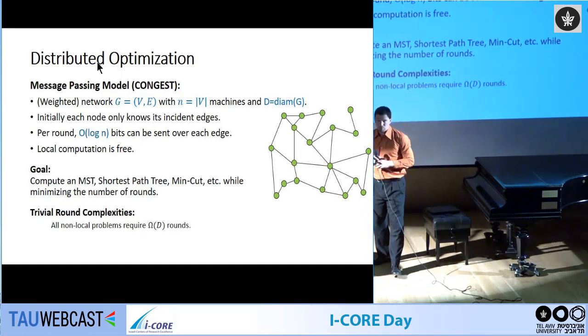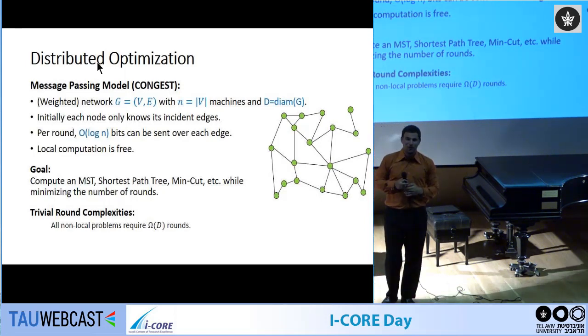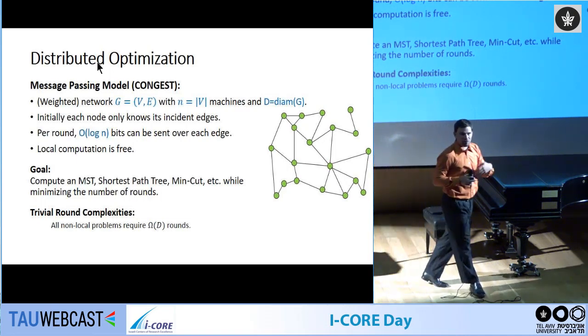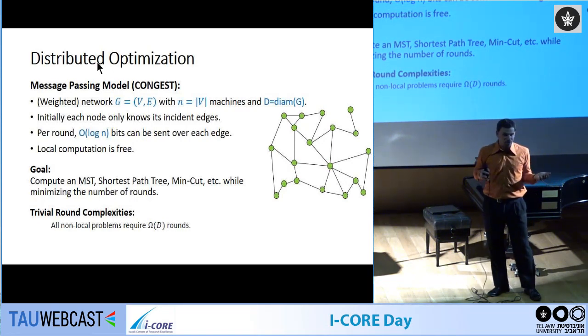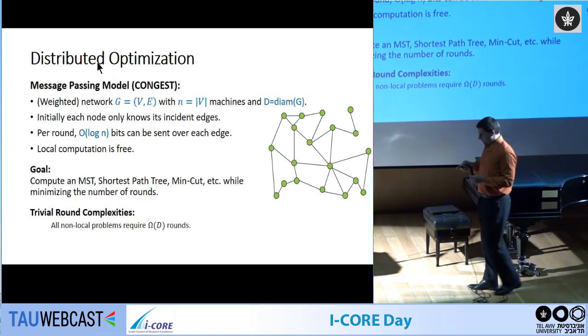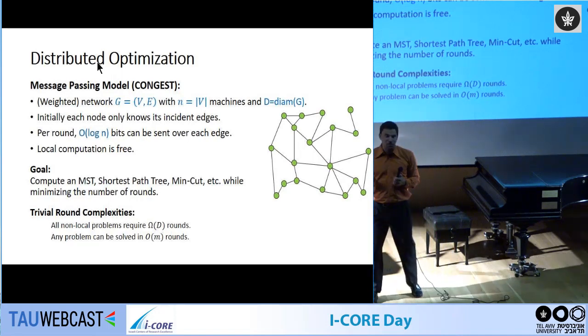Okay, what about a trivial upper bound? M, why? That's right. Everybody can just flood all the information that they have. There's order M information present in the system. After order M rounds, everybody knows everything and you can just compute whatever you want to compute locally. So the interesting things happen between M and D, where D is the diameter.